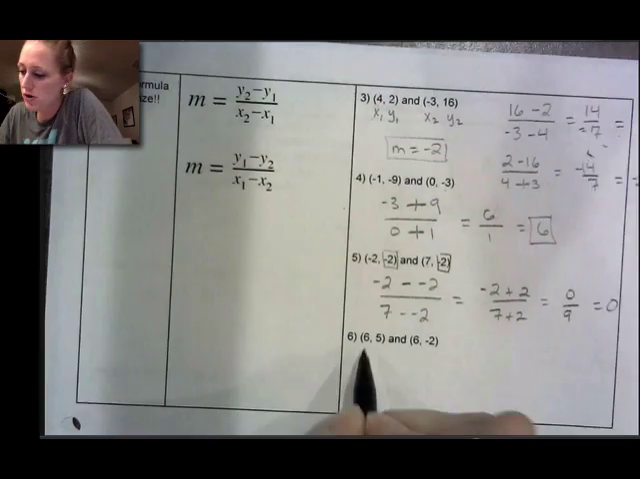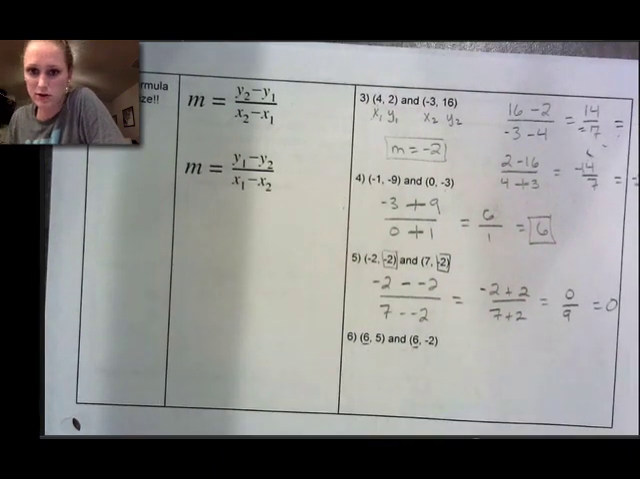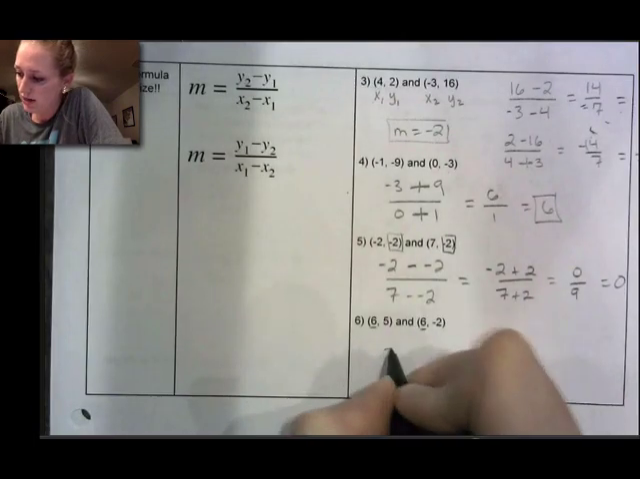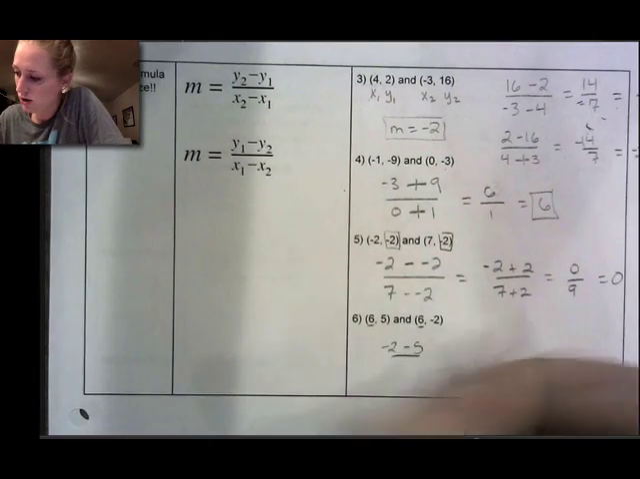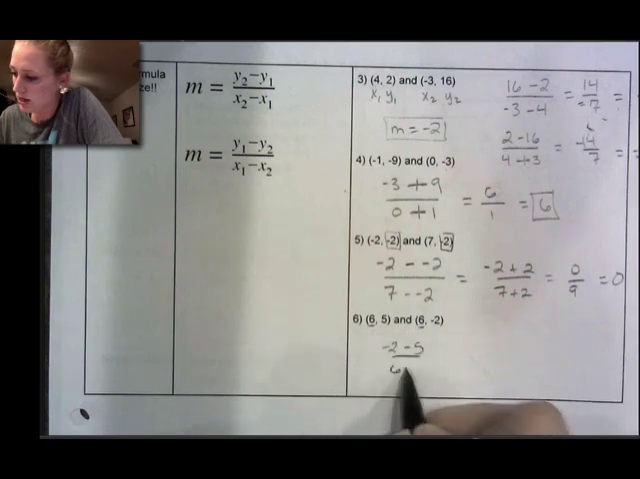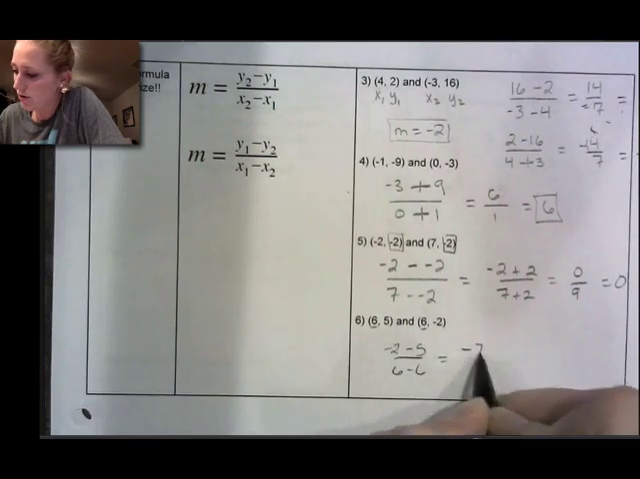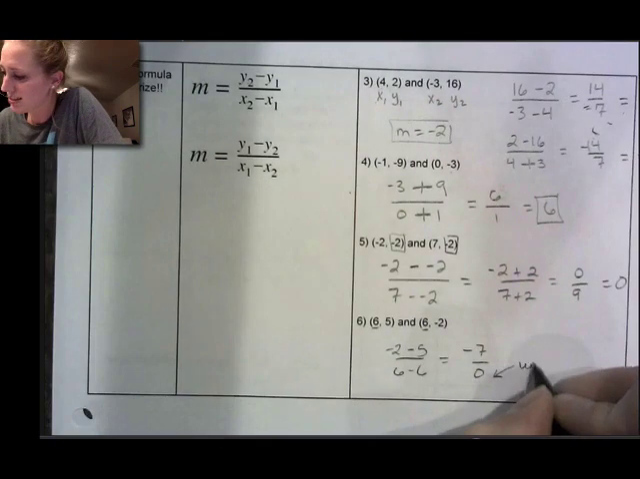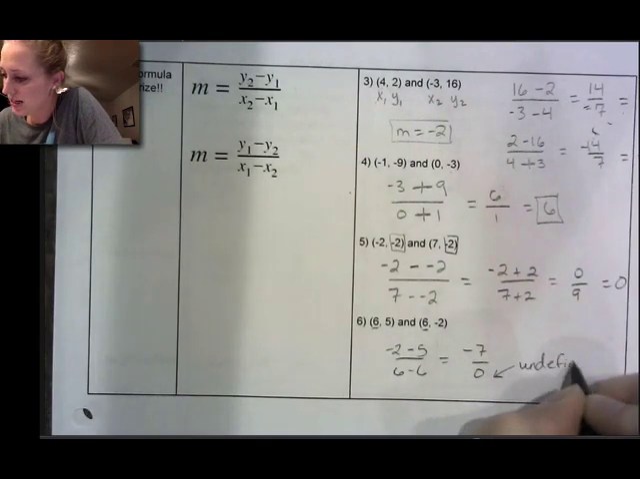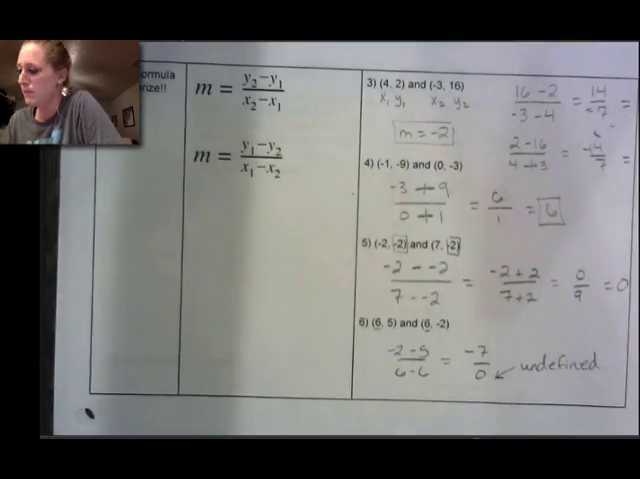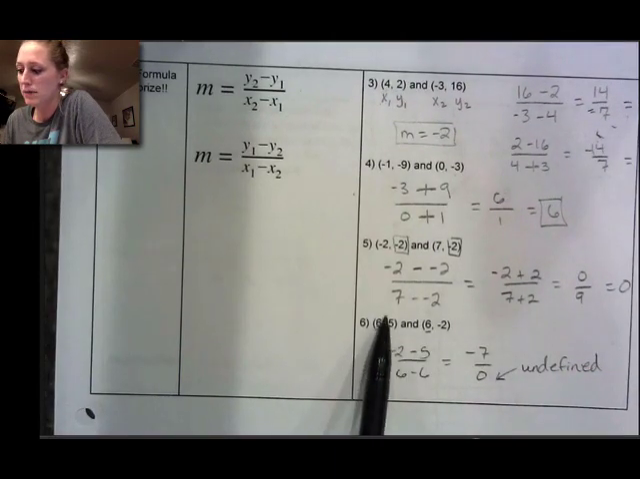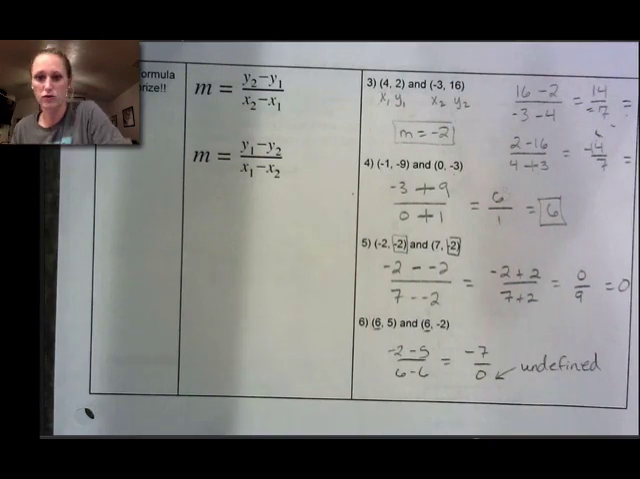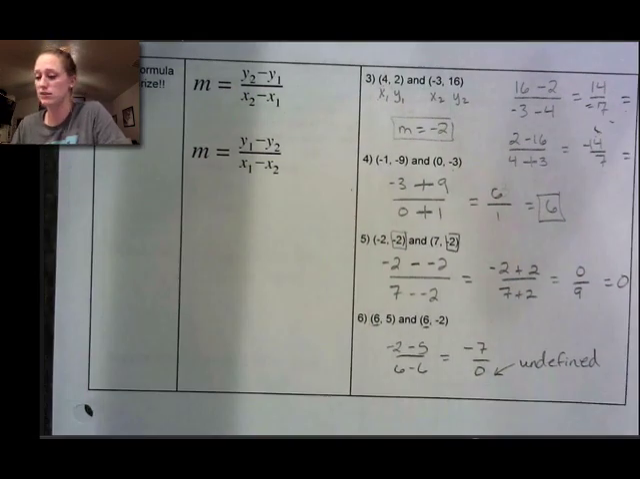This next one, notice my x's are the same, but let's go ahead and go through the slope formula process. So y minus y over x minus x. I get negative 7 over 0. You cannot divide by 0, so this is undefined when we're asked to find the slope. Again, you might pick that up right away when you see your x's match. So that's going to be a vertical line that goes through 6 on the x-axis.